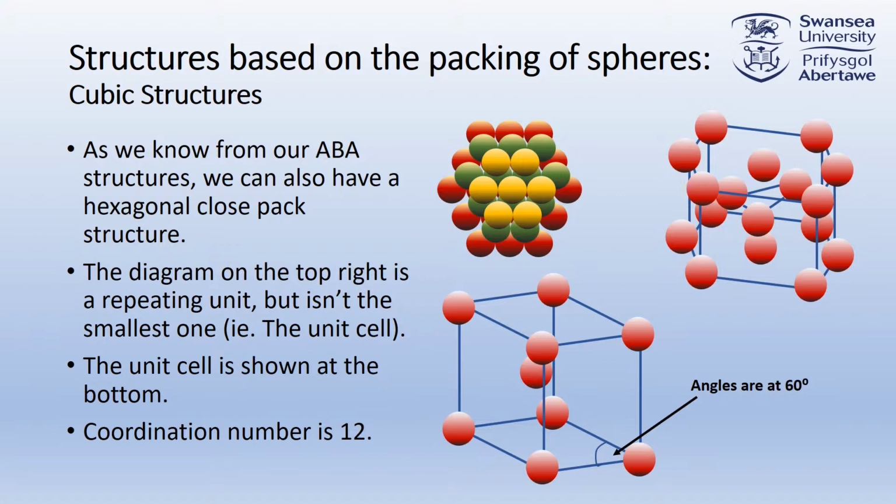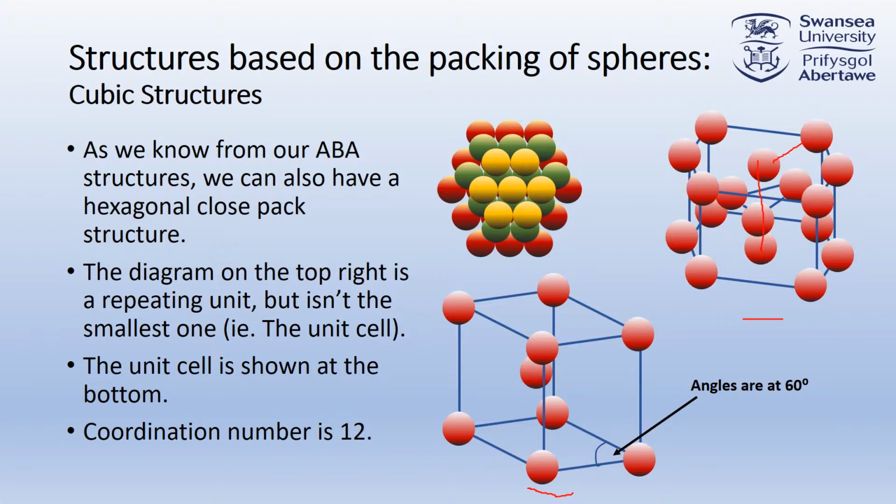Okay, so as we know from our ABA structures, we can also have hexagonal close packed structure. The diagram in the top right is a repeating unit of this hexagonal close packed structure. However, it isn't the smallest repeating unit, so it isn't the unit cell. This is the unit cell. However, it might be quite difficult to see, and I'll see if I can use my drawing skills to try and highlight it.